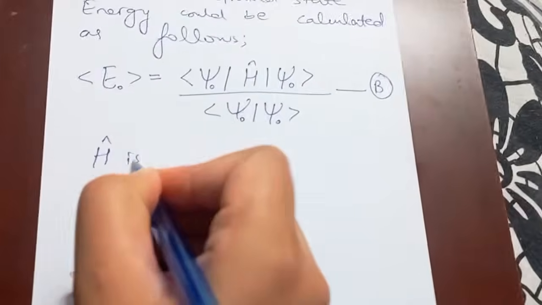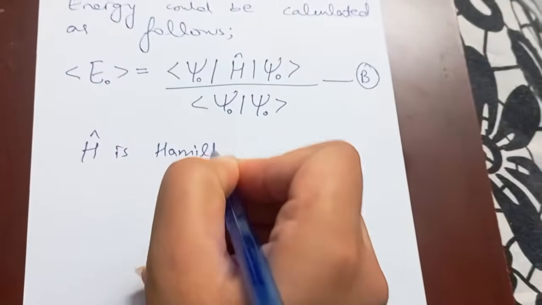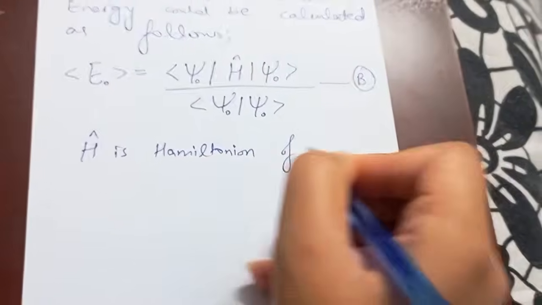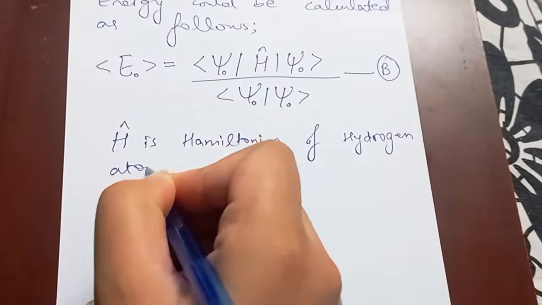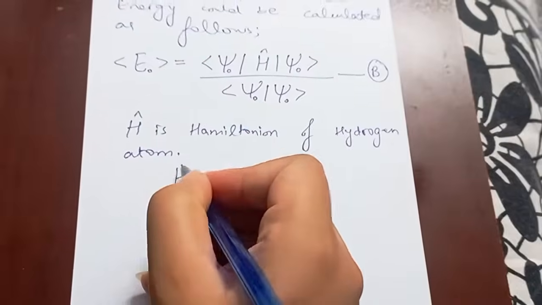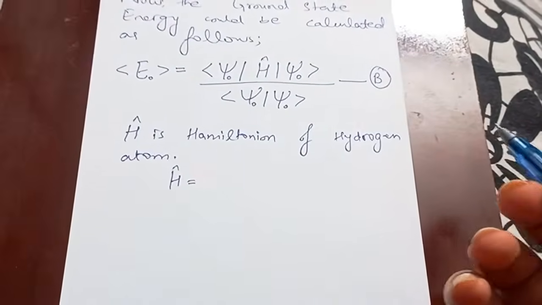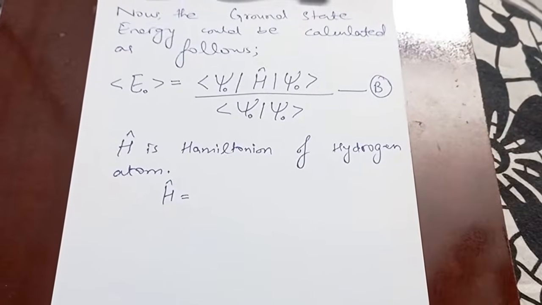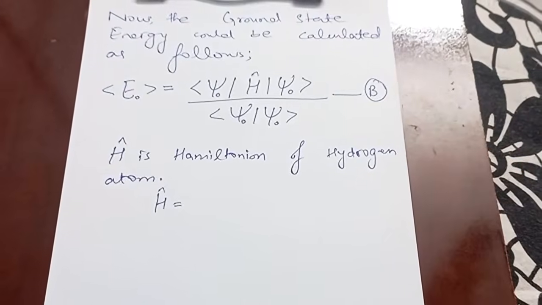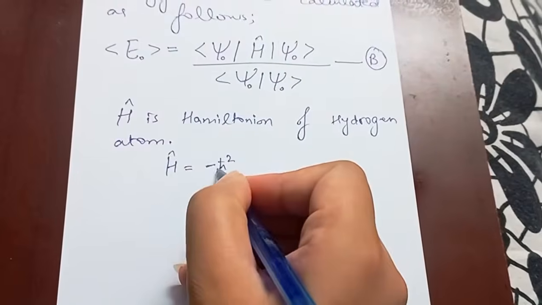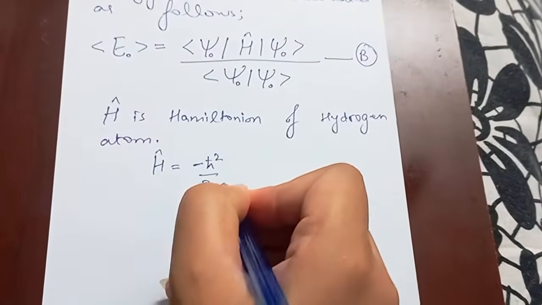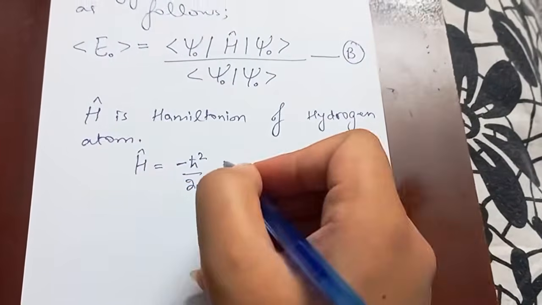Hamiltonian of the hydrogen atom, and any system that we have has two types of energies. One is kinetic energy and another is the potential energy. So for kinetic energy we have this expression, minus h squared by 2 m. M is the mass of the electron.